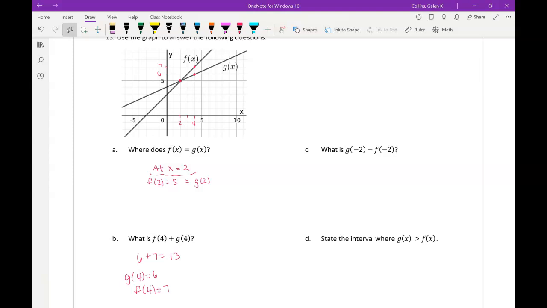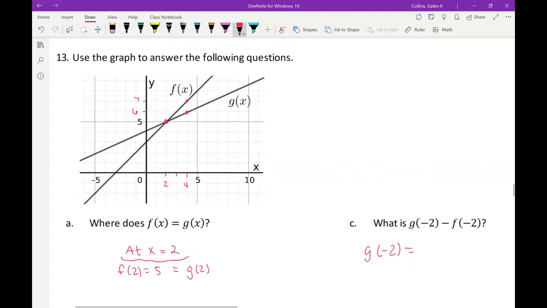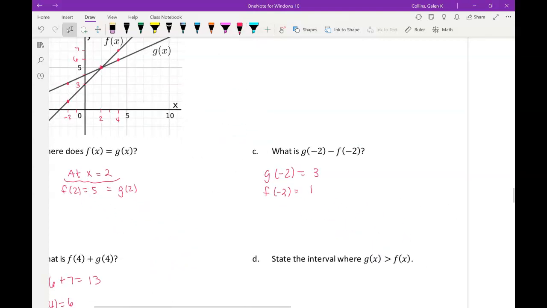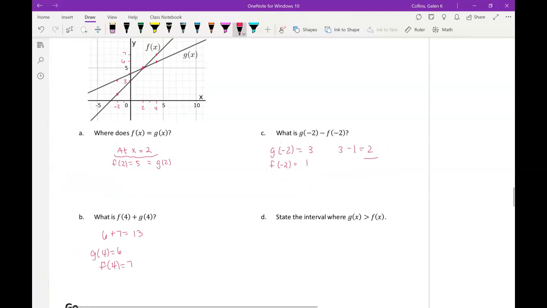All right, part C, what is g of negative 2 minus f of negative 2? Well, g of negative 2 on my graph, this is my function g up top, I can tell that I am at 3 on the y-axis. And f of negative 2 is at 1 on the y-axis. So g of negative 2 minus f of negative 2 is 3 minus 1, which is 2. Be careful, the order there matters because subtraction is not commutative.